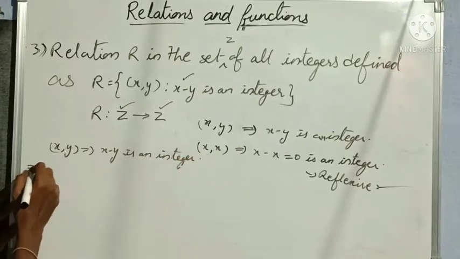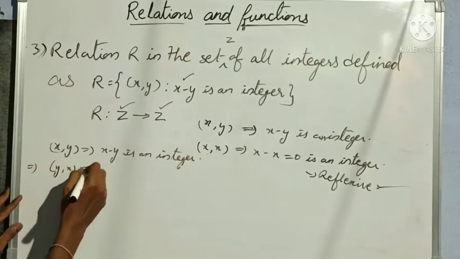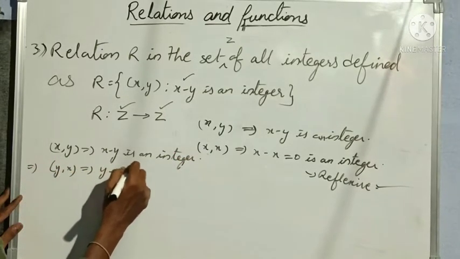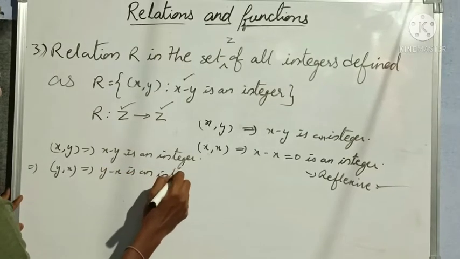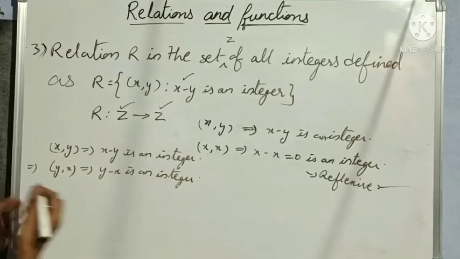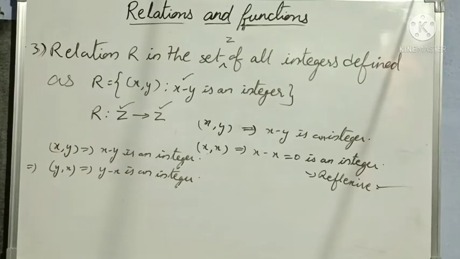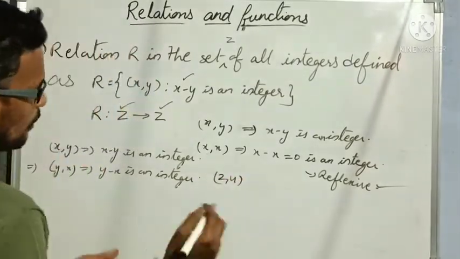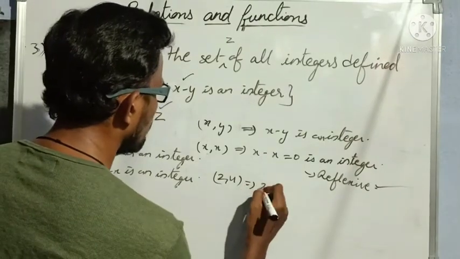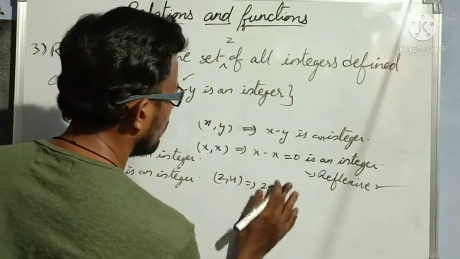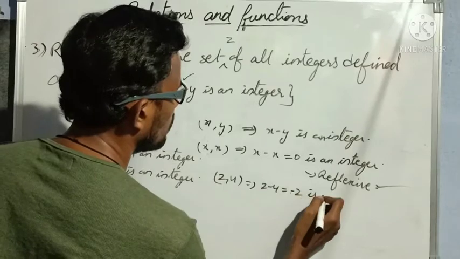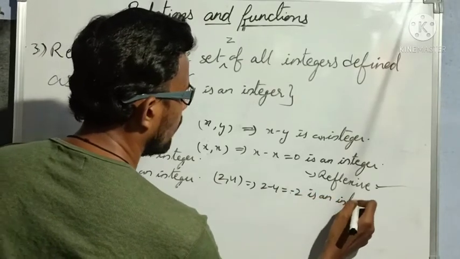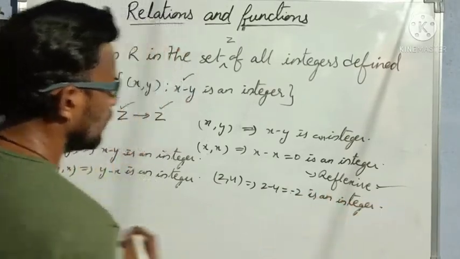Yes, this implies, if I take y comma x, this implies y minus x is an integer. Okay, let us see this with an example. Suppose I am taking x comma y as 2 comma 4. Whatever you want we can take. This implies 2 minus 4 is equal to minus 2 is an integer. Yes, this is an integer only, no?